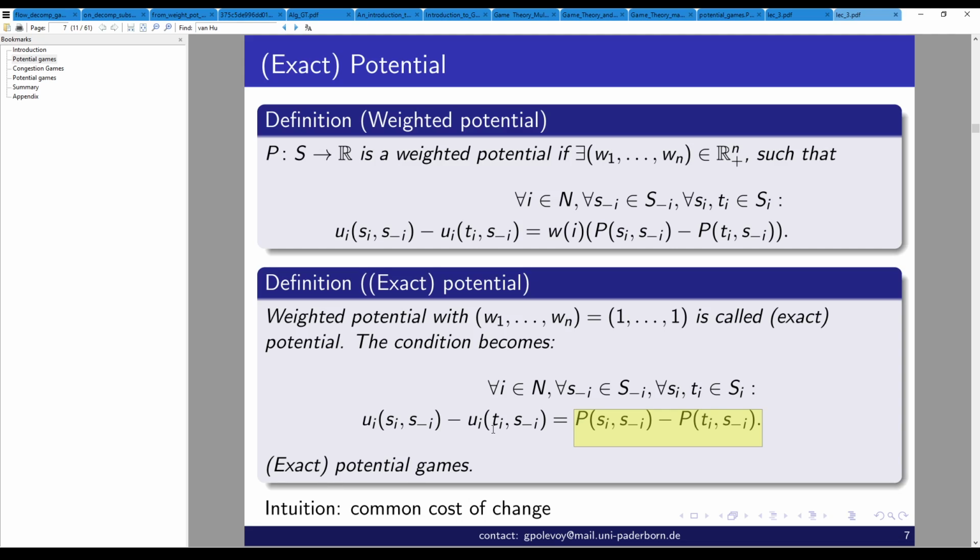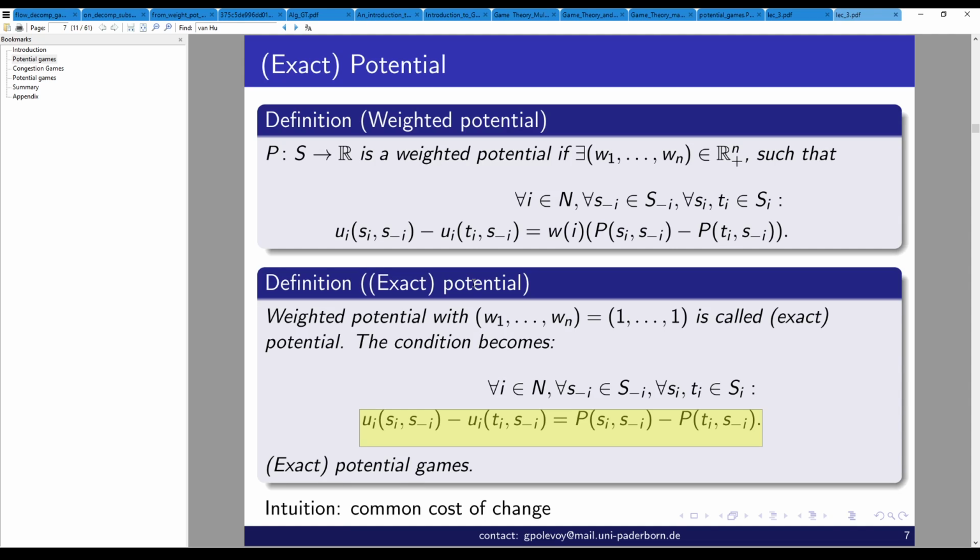So let's now go back and see how, going backwards, our definitions can be loosened. We have actually been making them stricter and stricter. The potential is a function where the difference in the function is exactly equal to the difference in the utility of the unique deviator. Only when there is a unique deviator does this condition hold. We don't require anything else.